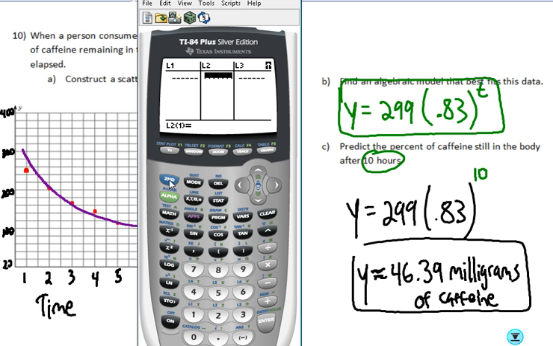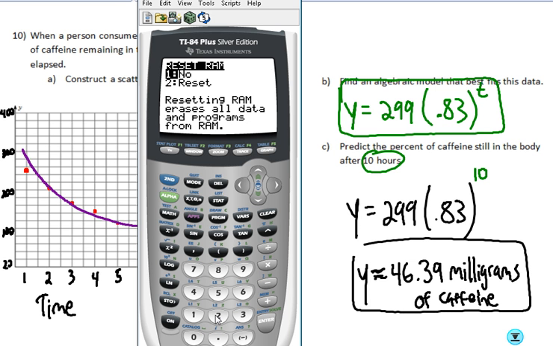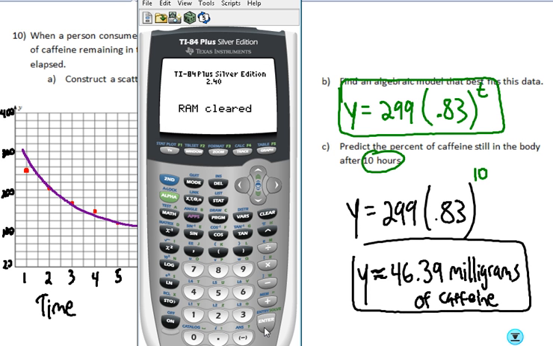The alternative is that you could also just do second memory 7 1 2, and that'll also reset the whole calculator. So let's go ahead and stop the video now and try number 10 on the right side.